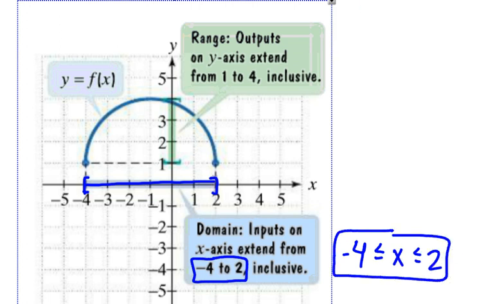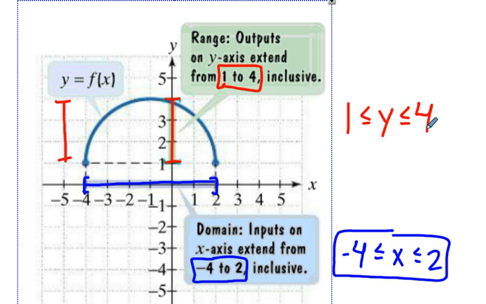If I asked what the range was, well, the smallest y value is 1, and the largest is 4. So I see that y goes between 1 and 4. I usually tend to write it outside of the actual picture. So I would say the range is any y value between 1 and 4. We'll practice more of those moving forward.